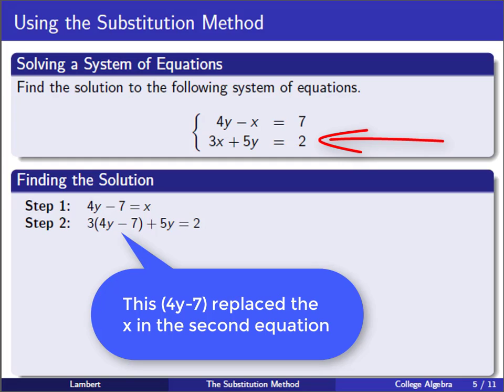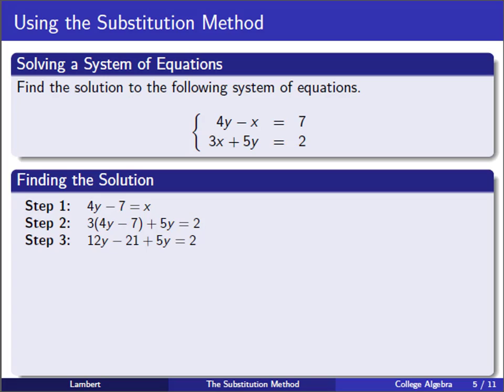Now with the third step, we just solve this problem. We get 12y minus 21 plus 5y equals 2. Making that a little simpler, we can turn this into 17y minus 21 equals 2, or in fact 17y equals 23, and we have our answer: y equals 23 divided by 17, after dividing both sides by 17.